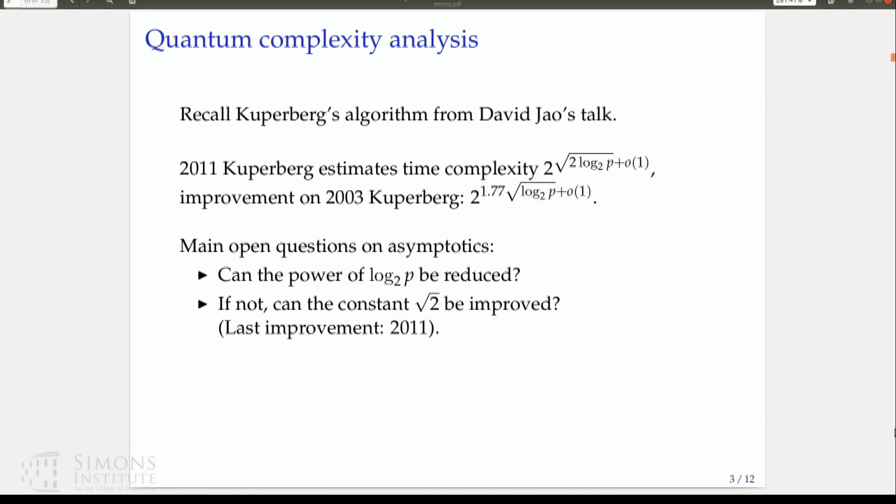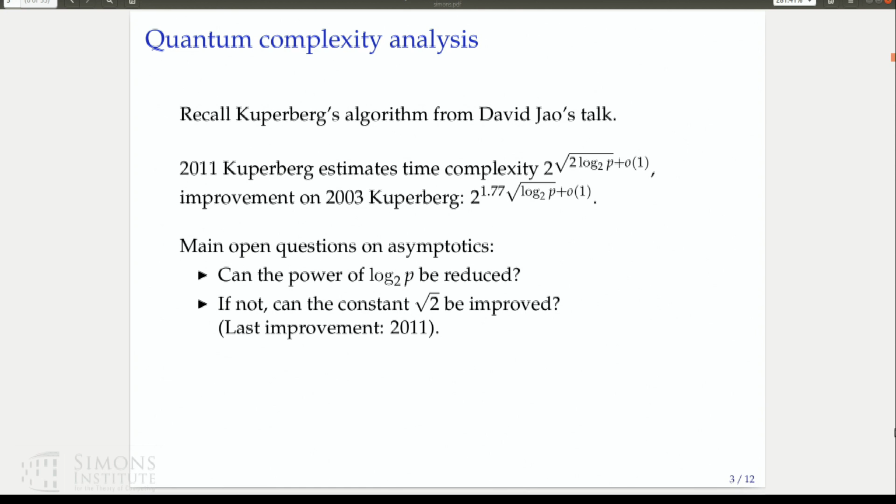If not, how about this constant, right? So this constant went down from 1.77 to square root of 2 in 8 years. And maybe we can improve it more. And if we can, of course, even asymptotically that's going to make a big difference.